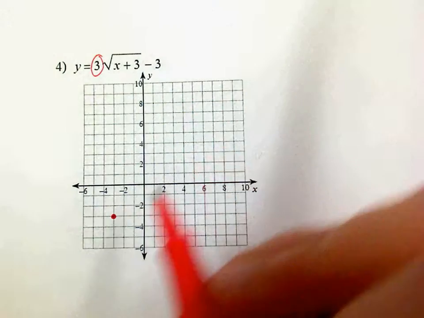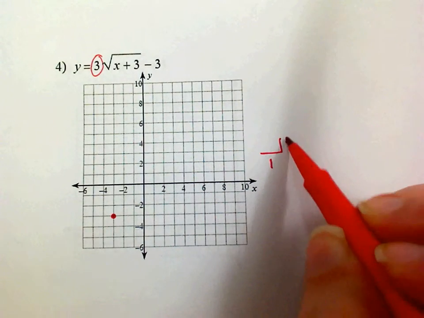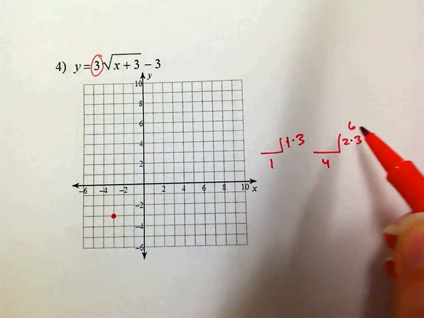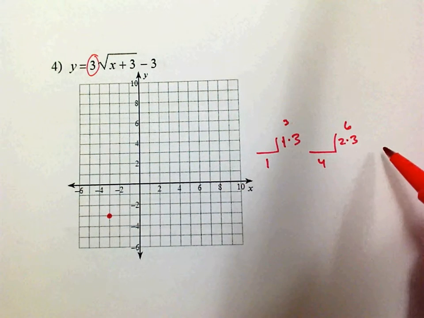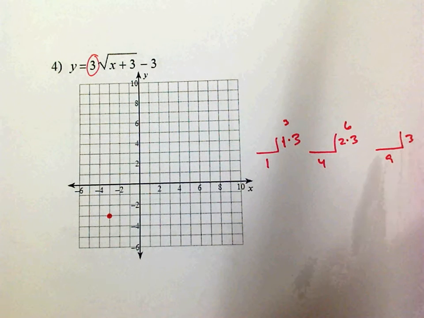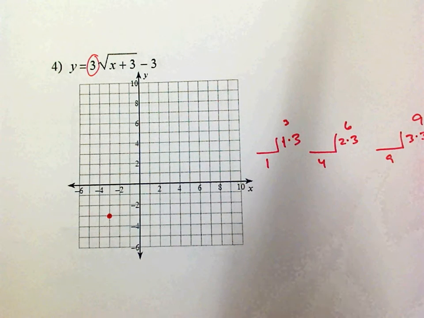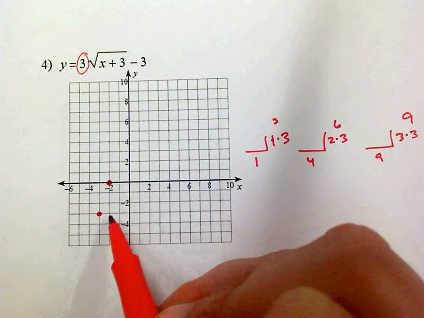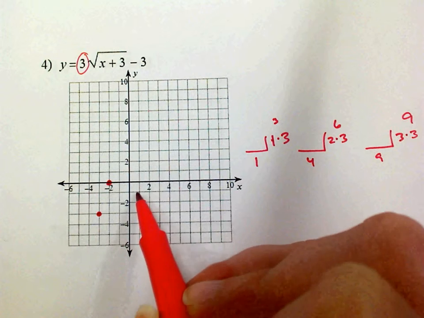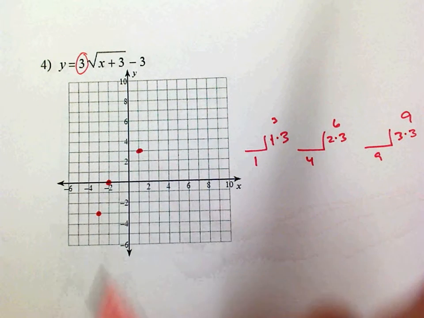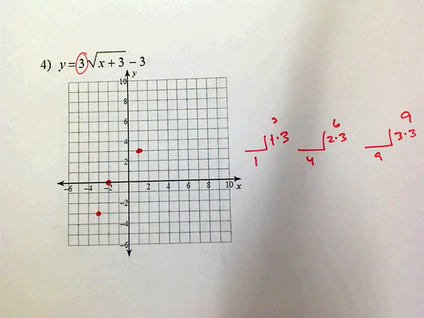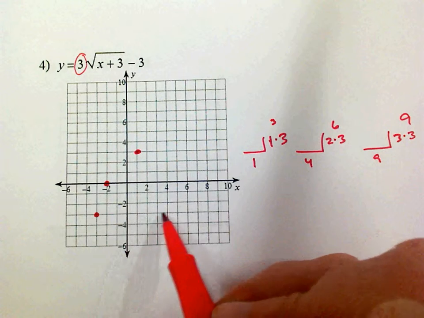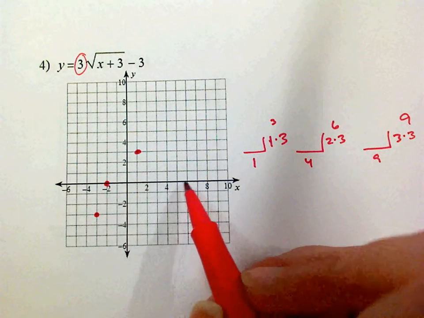So when I go to the right 1, I'm not going to go up 1, I'm going to go up 3. When I go to the right 4, I'm not going to go up 2, I'm going to go up 6. And when I go to the right 9, I'm not going to go up 3, I'm going to go up 9. Okay? So I'm going to go right 1, up 1, 2, 3. Then right 1, 2, 3, 4, up 1, 2, 3, 4, 5, 6. And then I'm going to go to the right 9. So 1, 2, 3, 4, 5, 6, 7, 8, 9. And up 1, 2, 3, 4, 5, 6, 7, 8, 9.